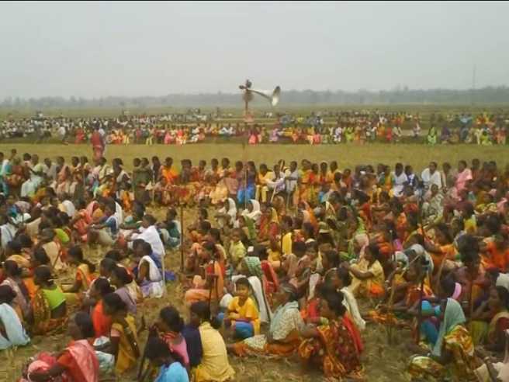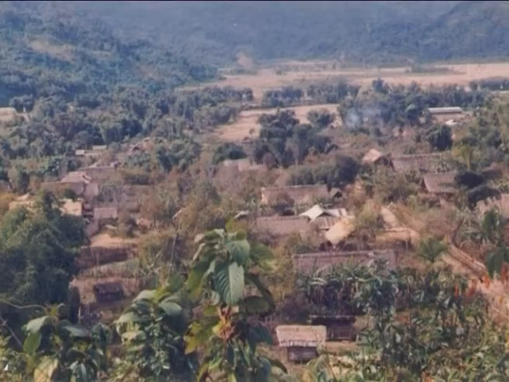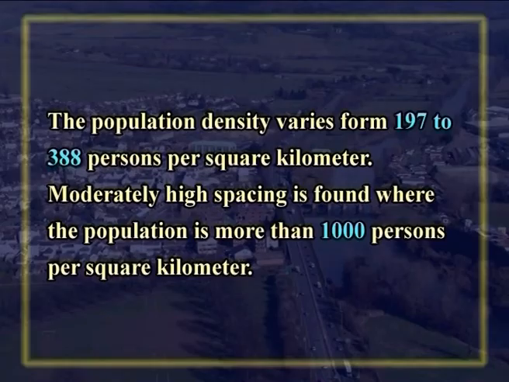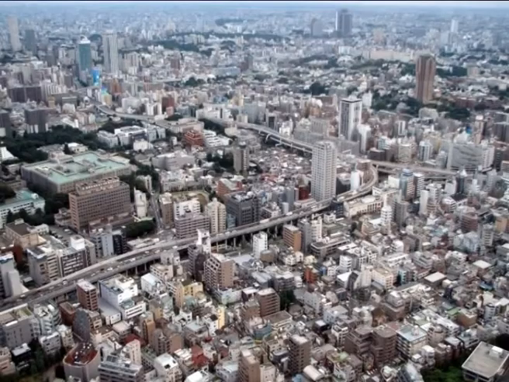In the Malwa region, the tribal area in the west has very scattered population or settlement. In the north, the settlements are moderate in spacing. The population density varies from 197 to 388 persons per square kilometer. Moderately high spacing is found where the population is more than 1000 persons per square kilometer. The high and very high spacing is restricted to very fertile areas.